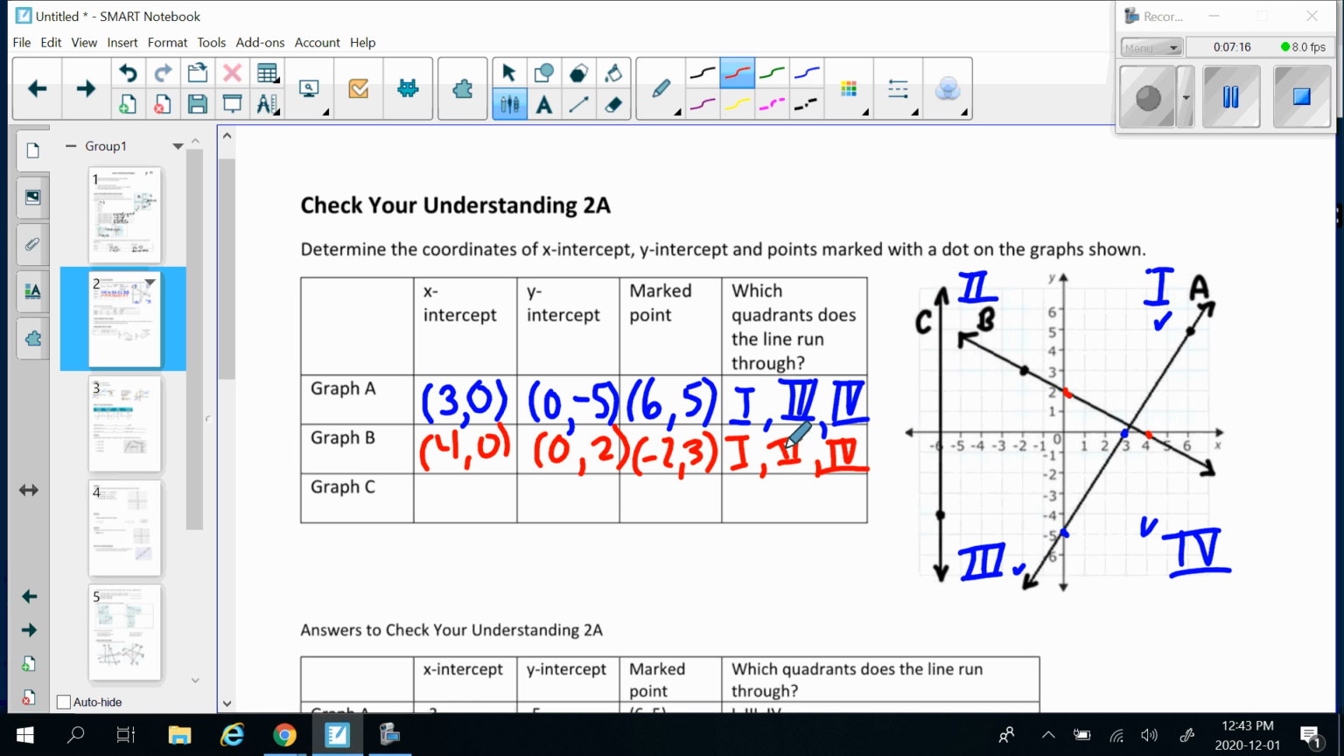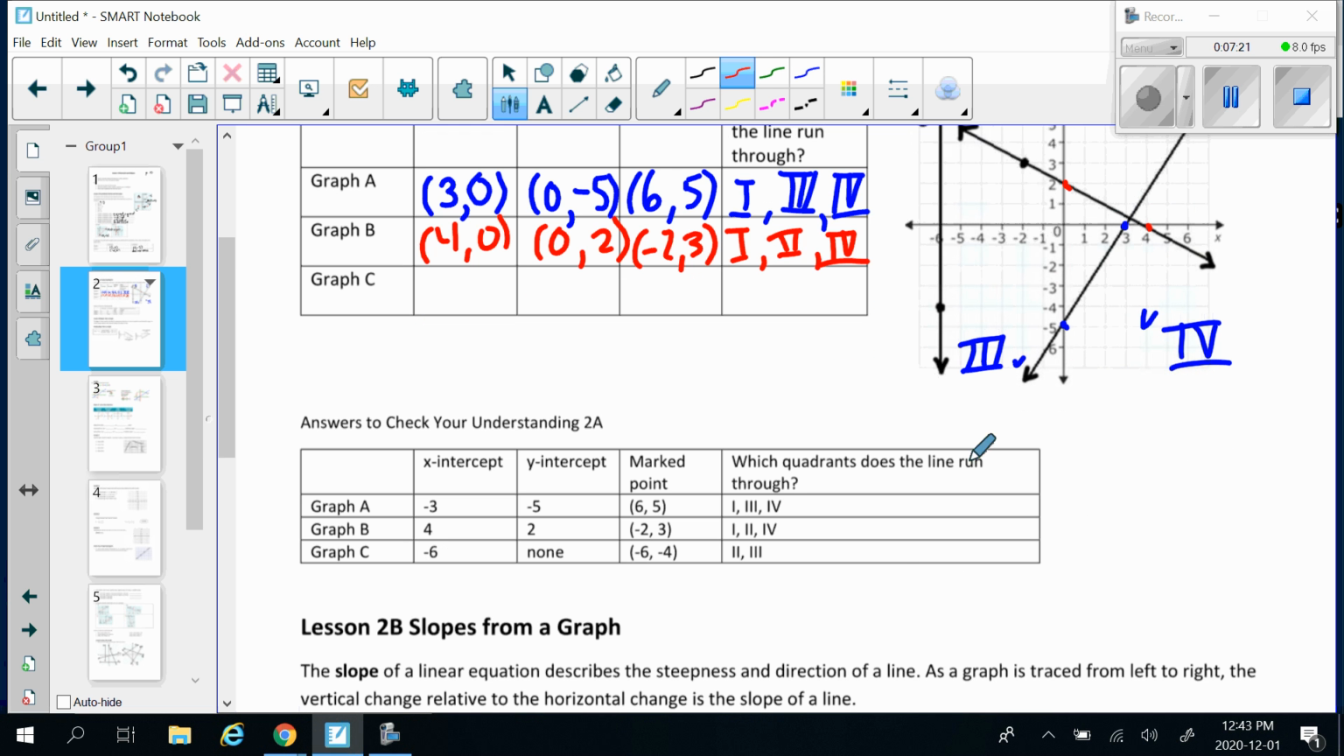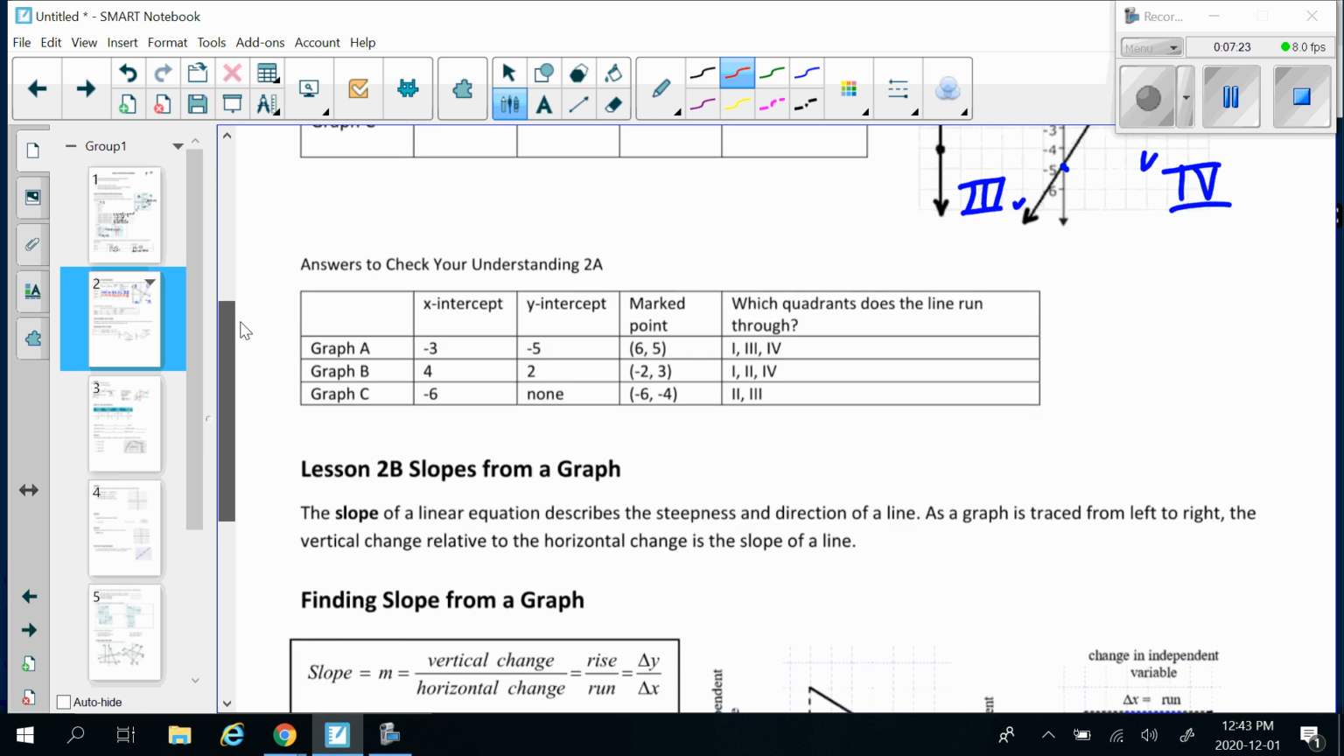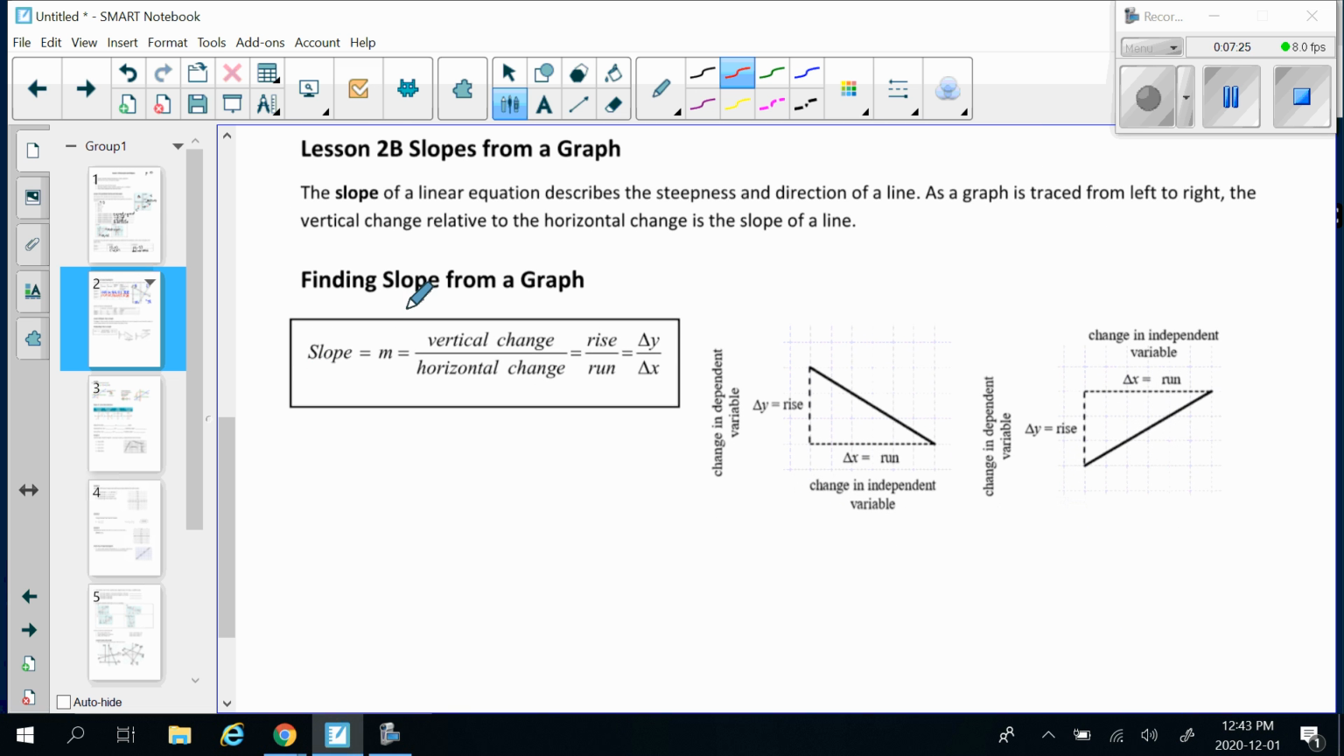Okay. And I'll leave the last one for you to do down here because the answers are literally right there, and you can check that yourself. But I want to move on to this idea of how to read a slope from a graph. So you might have heard before that a slope is the vertical change over the horizontal change, or you might have heard this idea of rise over run.